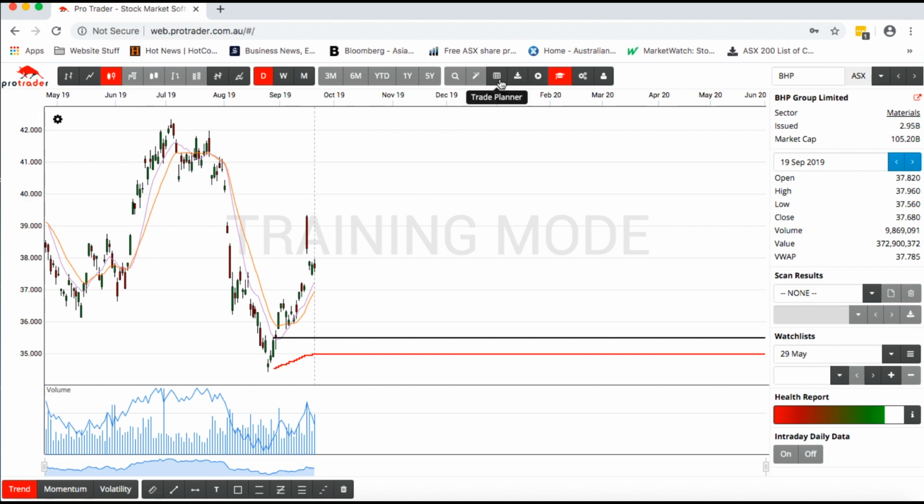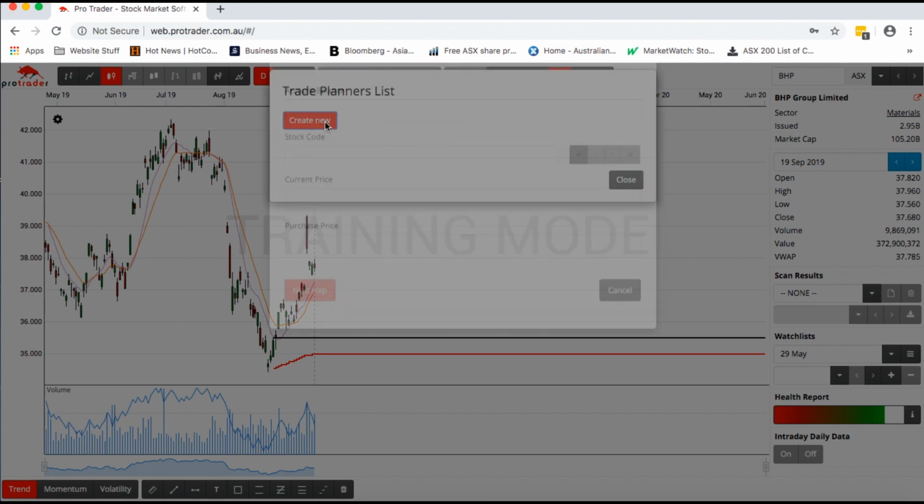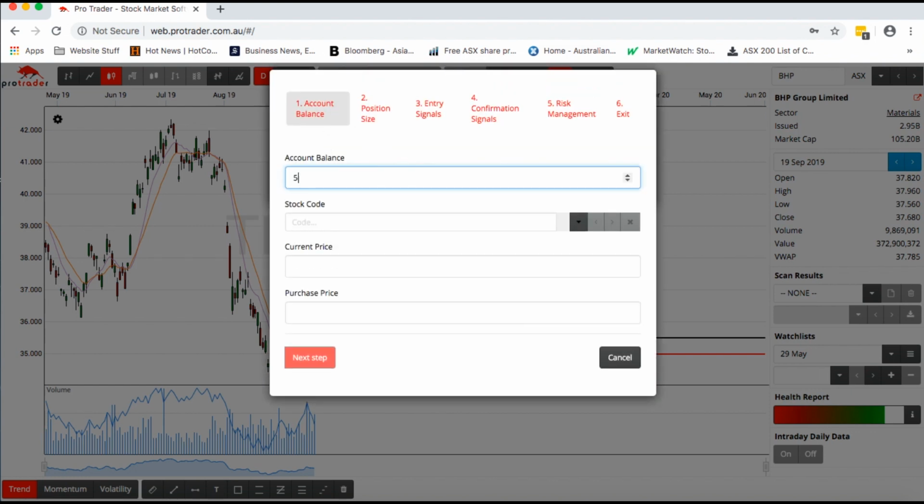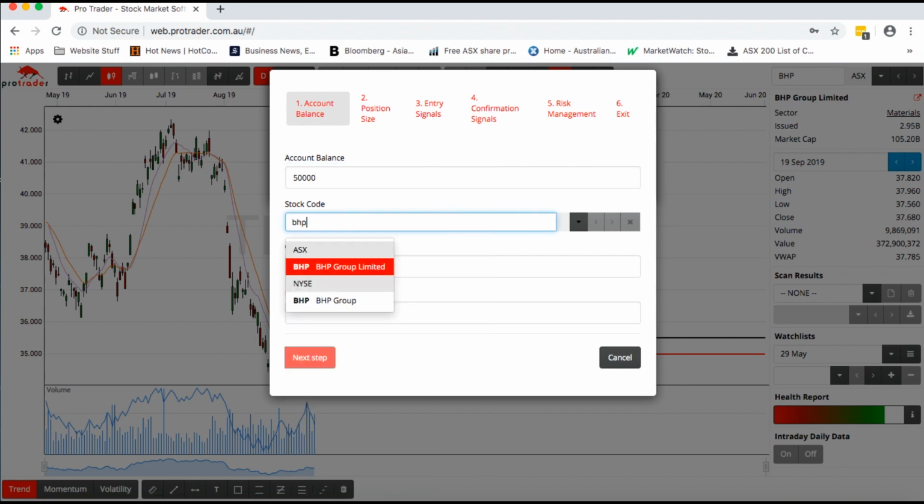Another element here in the training mode that I would encourage you to use, make sure you see this trade planner function up here. The reason why I love the trade planner is for two reasons. One, you can start building a hypothetical portfolio, and you can start putting your trades in as you go.